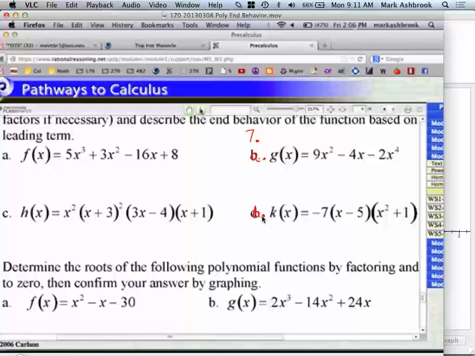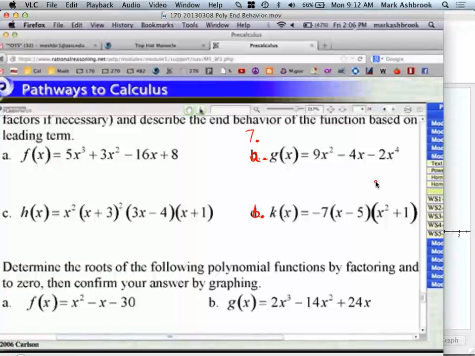I have a different screen, but these two problems are the same. This is 7a. And this is 7b. Is that right? Yeah, they're named differently. So the name of the function is different, but the rule is the same. Is the rule the same for A and B? Okay. So work on those two first. So work on 7a and 7b.